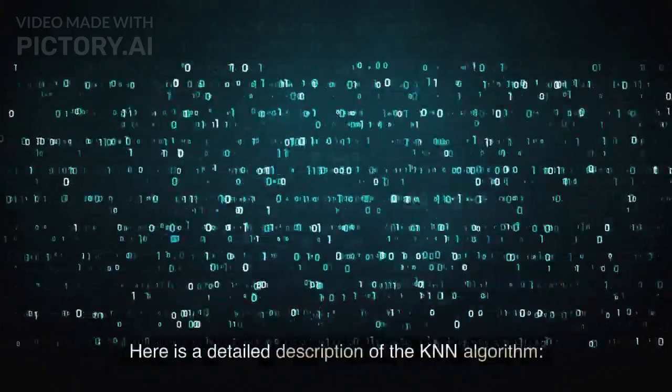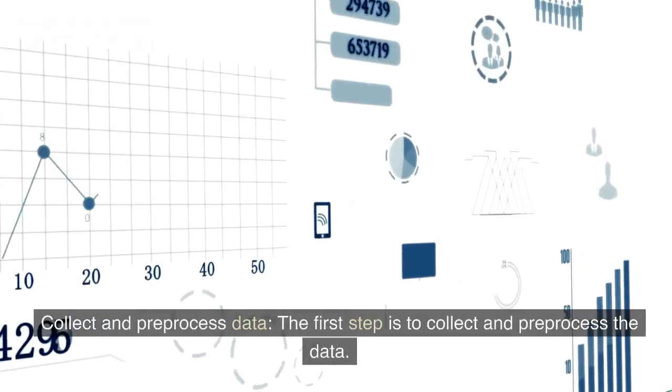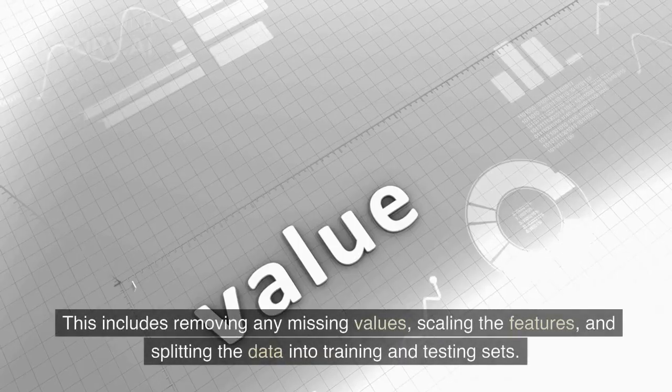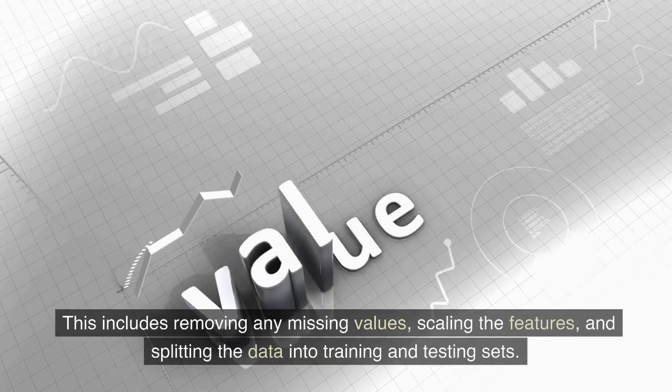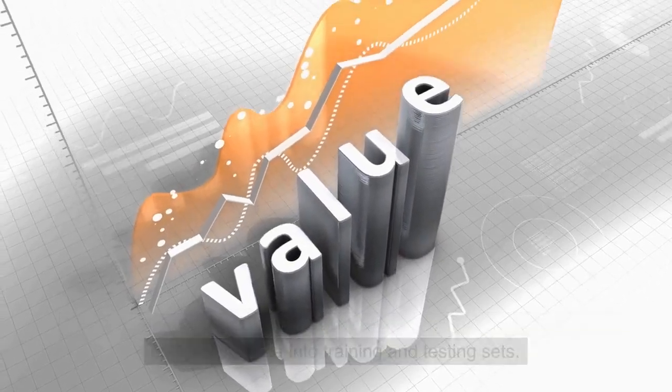Here is a detailed description of the KNN algorithm. Collect and preprocess data. The first step is to collect and preprocess the data. This includes removing any missing values, scaling the features, and splitting the data into training and testing sets.